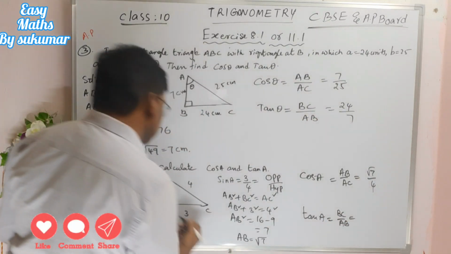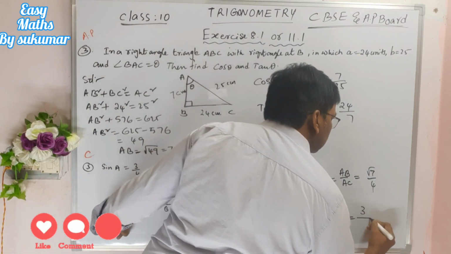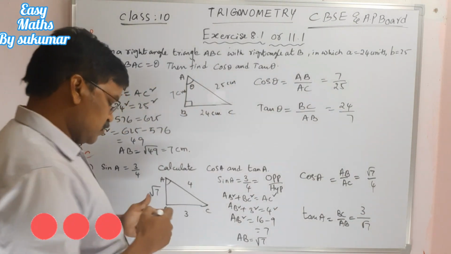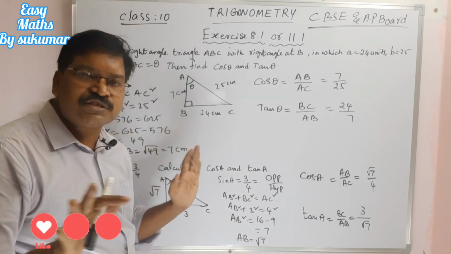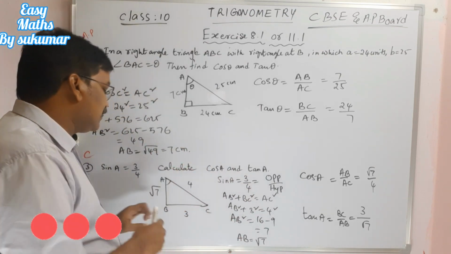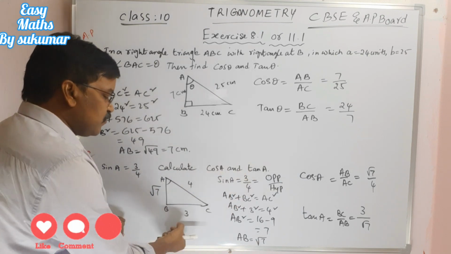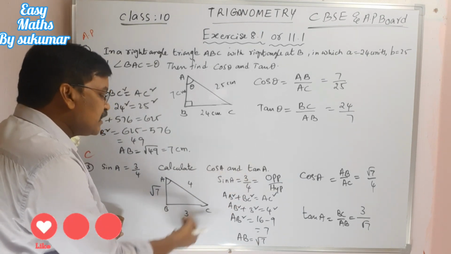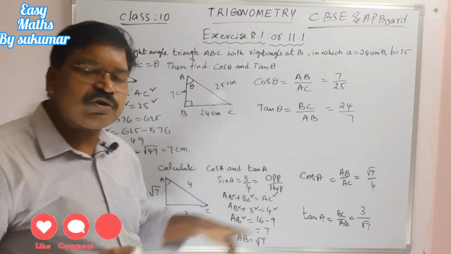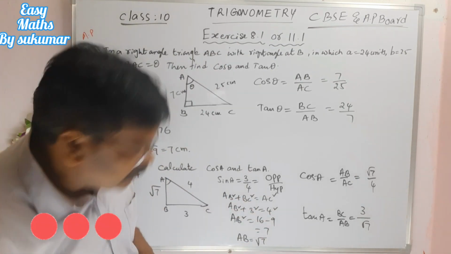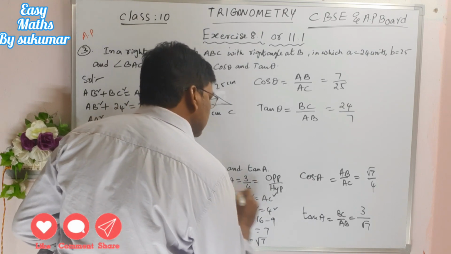So that is equal to 3 by root 7. Okay, my dear students. So here actually, nothing is given. Only given here that sin A is 3 by 4. That means this is the opposite side and this is the hypotenuse. Now we find AB according to Pythagoras theorem.